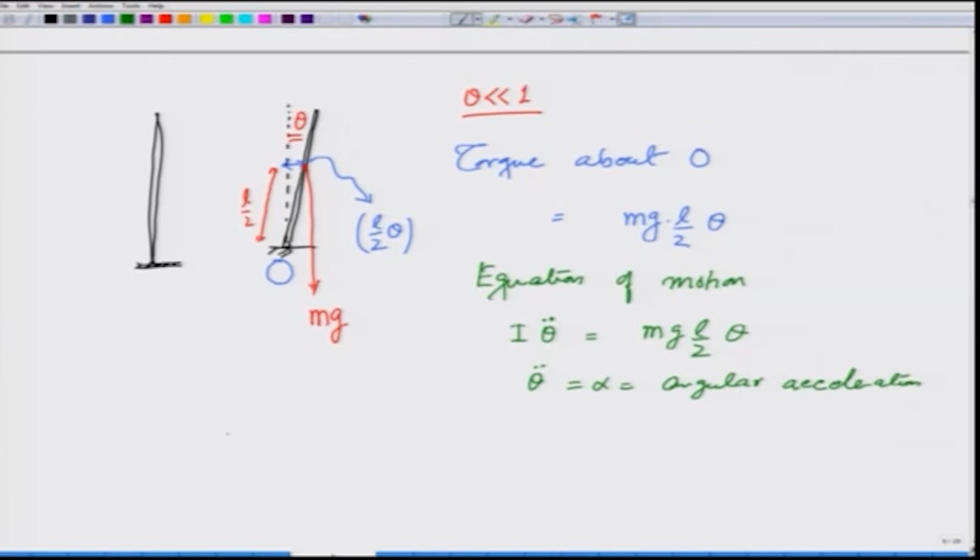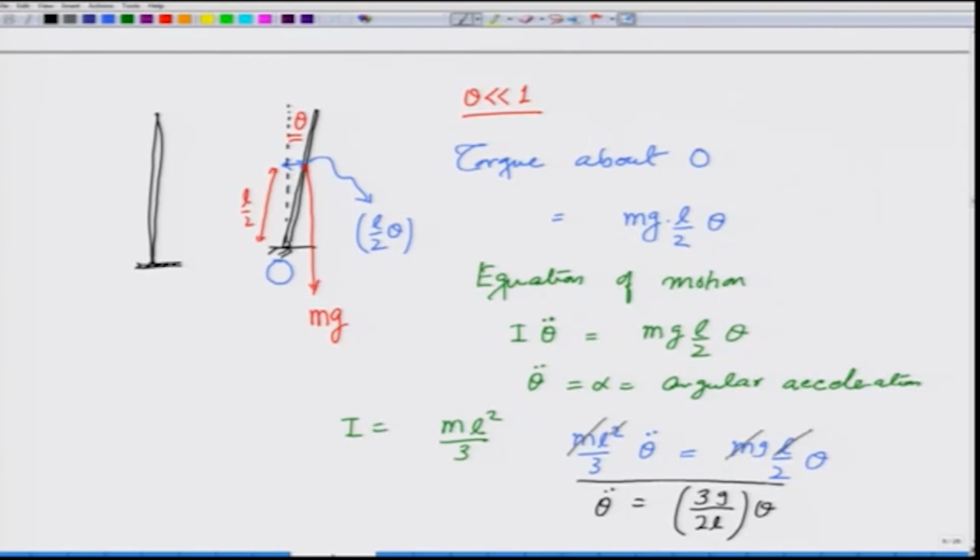Let us take this to be a uniform scale. So, let us take I to be, to understand the phenomena, mL square by 3. So, the equation becomes mL square by 3 theta double dot is equal to mg L by 2 theta. I am going to cut m from both sides, one L goes away, and I get theta double dot is equal to 3g over 2L times theta. That is the equation that describes the motion of this rod.